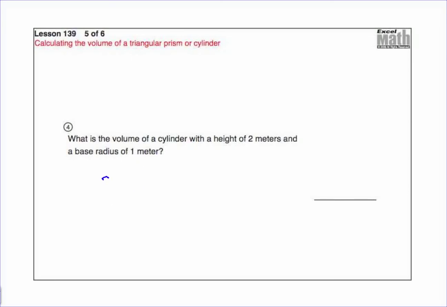So to find that, we have to first find the area of this circle, which is 3.14 times 1 squared. Okay, 1 squared is still 1. So the area is going to be 3.14 because 3.14 times 1 is equal to 3.14. And then we have to multiply that times the height, which is 2. You should be able to do that in your head. 6.28, and that would be cubic meters. 6.28 cubic meters is the volume of that cylinder.